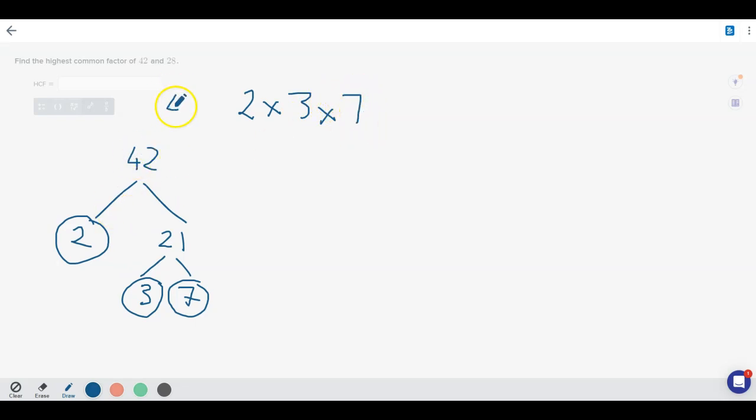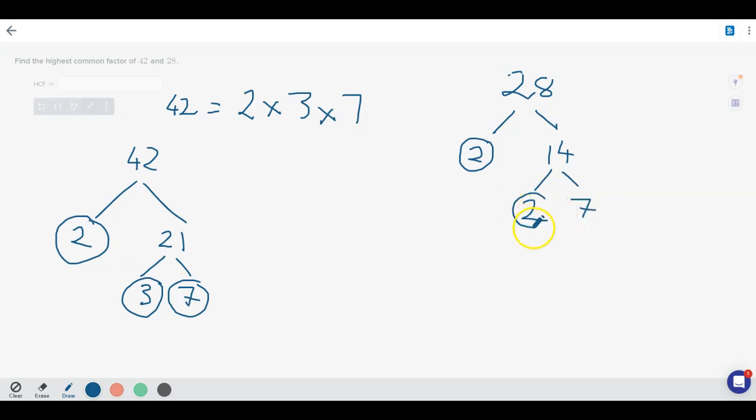All right, so I'll write that up here as well. 42 equals, there we go. Let's do the same thing over the other side for 28. So here we have 28. Break that down. It happens to be an even number. So again, we can start with 2 and 14. 2 is a prime number, so we can circle that straight away. 14 again is an even number, so we can break that down to 2 and 7.